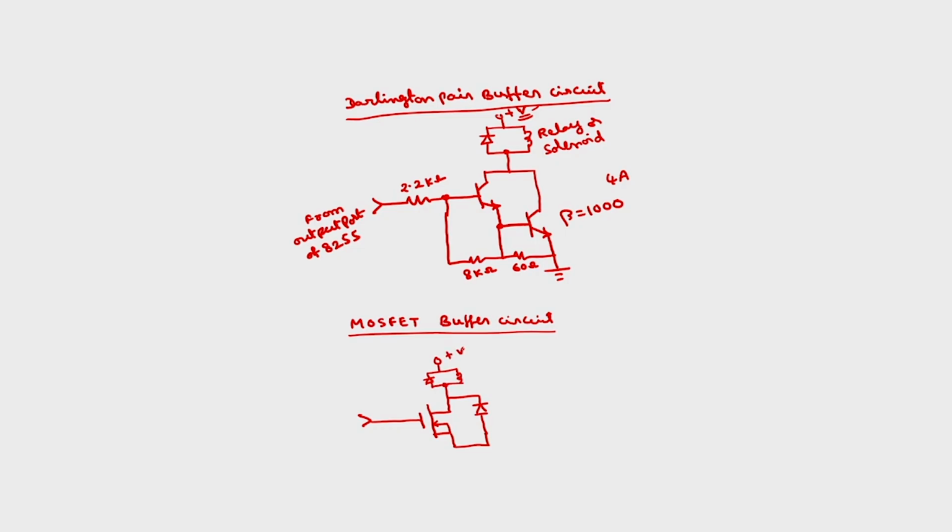This will be plus V, this is the motor winding, which will require more currents. This will be from the 8255 output port. This is a MOSFET, power MOSFET.